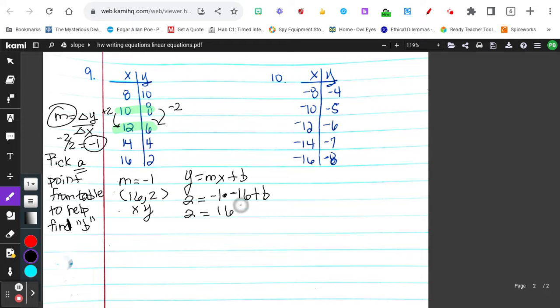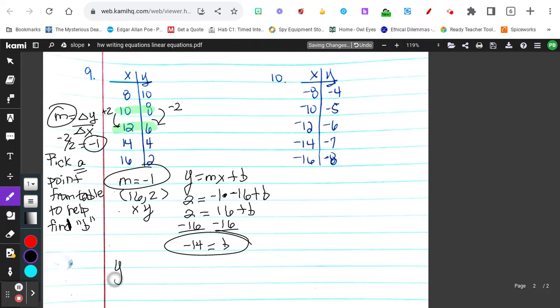All right, that's 16 plus b. I'm going to solve for b by subtracting 16 from both sides. So b is -14. And the equation, therefore, using m and b and keeping y and x, is y equals negative 1x minus 14. Very simple.